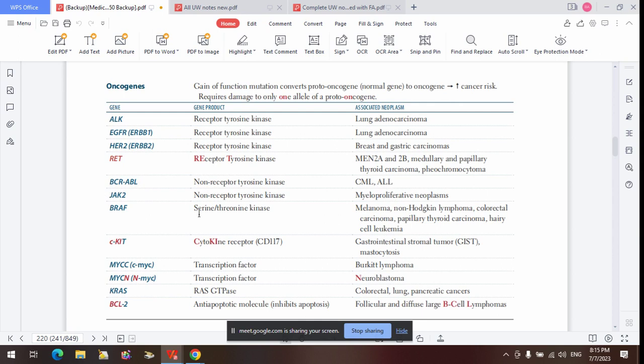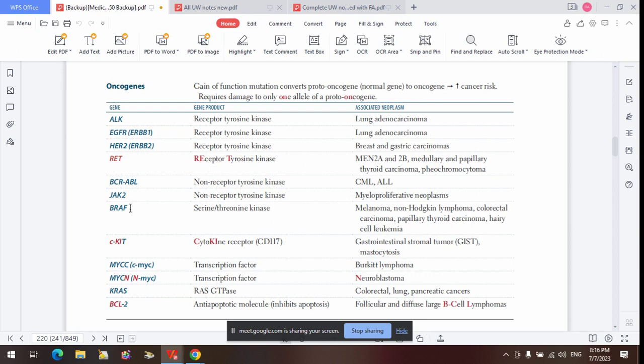Then the next one, which has this non-receptor tyrosine kinase activity, is JAK2. So I've said it before that once we make mention of this non-receptor tyrosine kinase, we want to remember all the hematopoietic cells, the blood cells. It will be confined majorly to the blood cells, like the BCR-ABL talking about the CML and ALL, JAK2 talking about myeloproliferative neoplasms. Like precisely polycythemia vera. That was the one we mentioned yesterday, polycythemia vera.